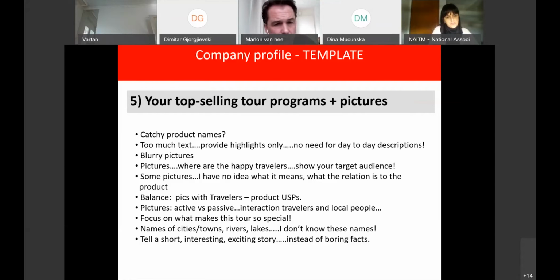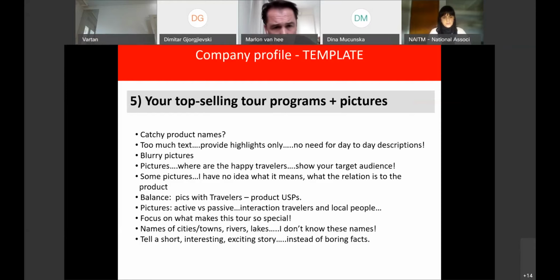Balance your pictures. It's always good to have pictures showing your guests smiling, having interaction with North Macedonian people, part of an activity, getting hands-on. This is really important. So pictures with travelers, and the best pictures that you have showing this beautiful landscape or a beautiful village. But also try to use pictures with people, with guests. Active versus passive. I will show some examples later on.